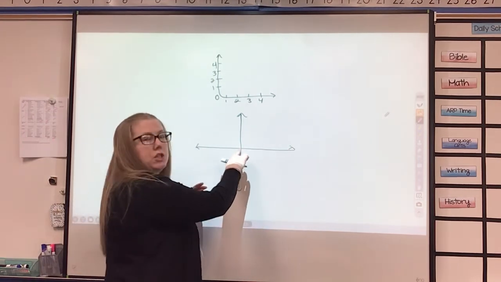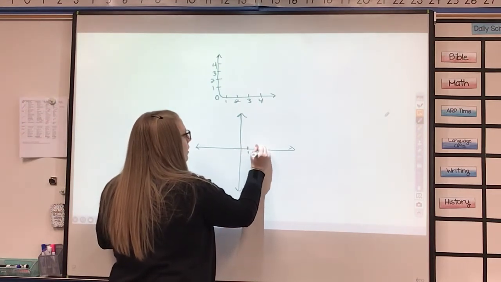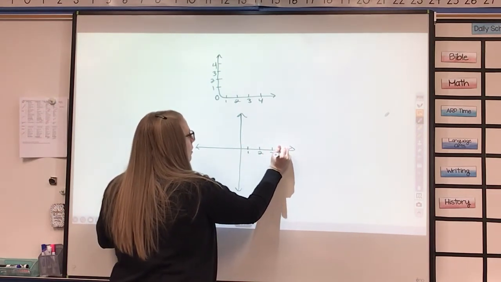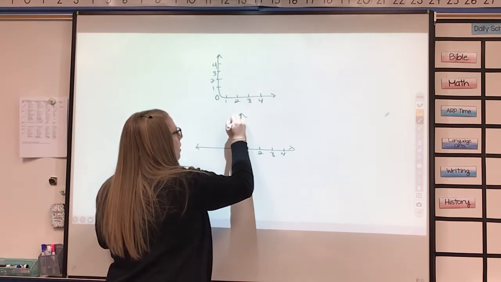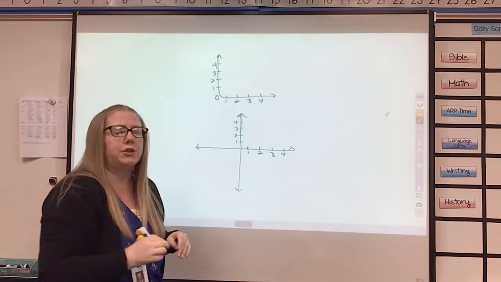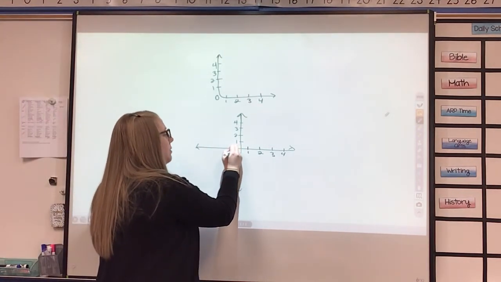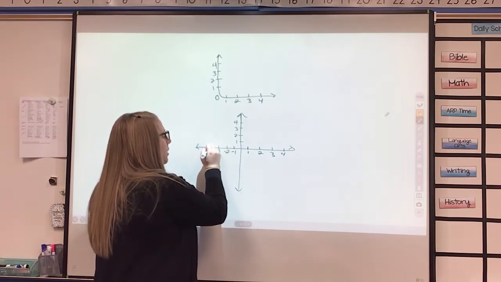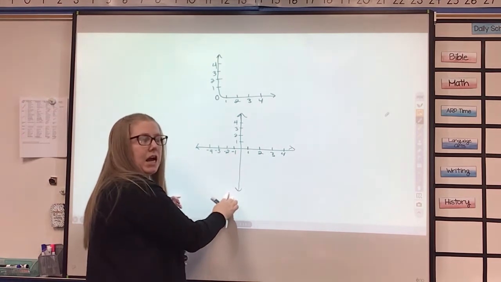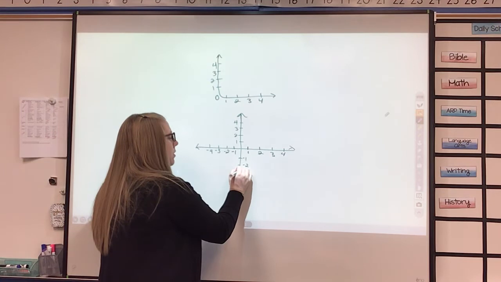Okay, remember that this is your origin, this is 0, and then I would have 1, 2, 3, 4, and then up 1, up 2, up 3, up 4, right? And then you're going to ask yourself, well, Miss Crans, what about over here? Okay, these are negative. So same thing, -1, -2, -3, -4. And then same thing down is -1, -2, -3, -4.